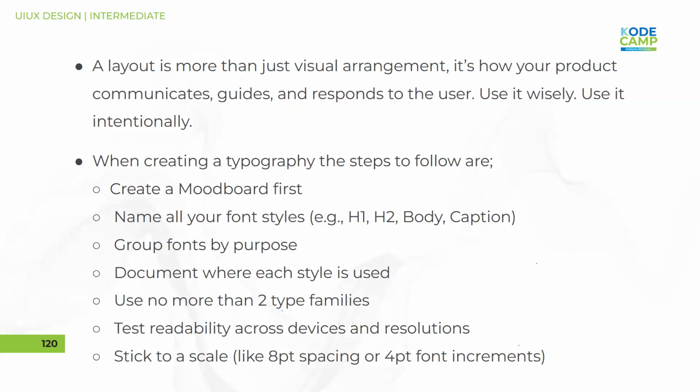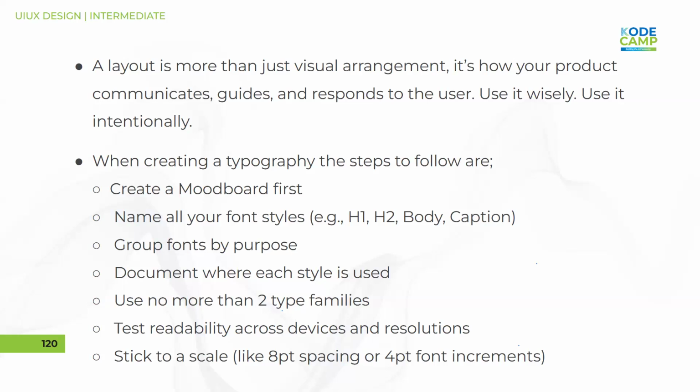When creating a typography, the steps to follow are: create a mood board first. Name all your fonts. You could name them with H1, H2, body, caption, etc. Also group your fonts by purpose. Then document where each style is used. Use no more than 2 type families.